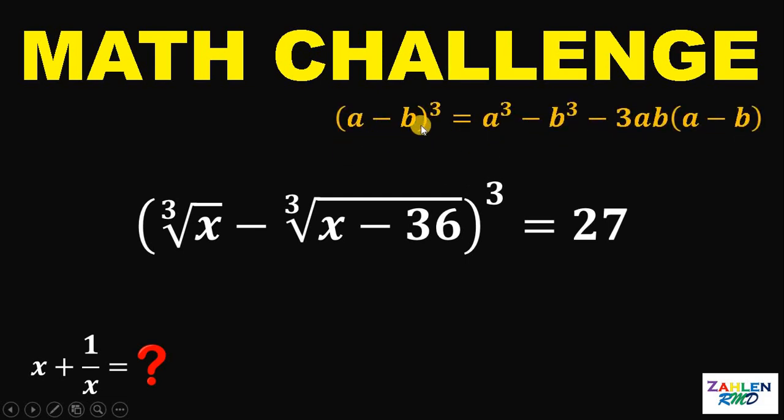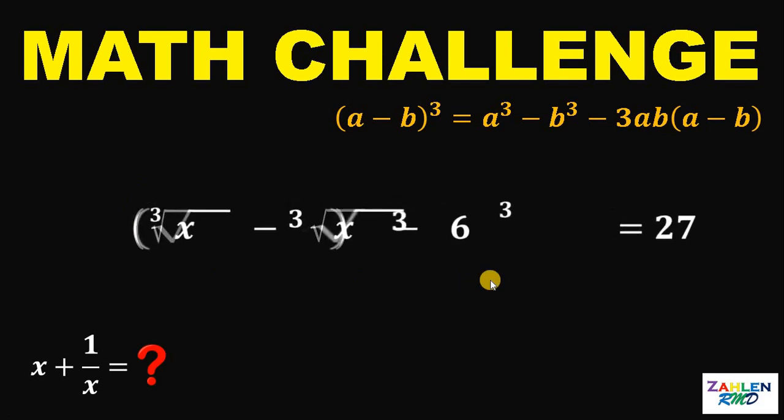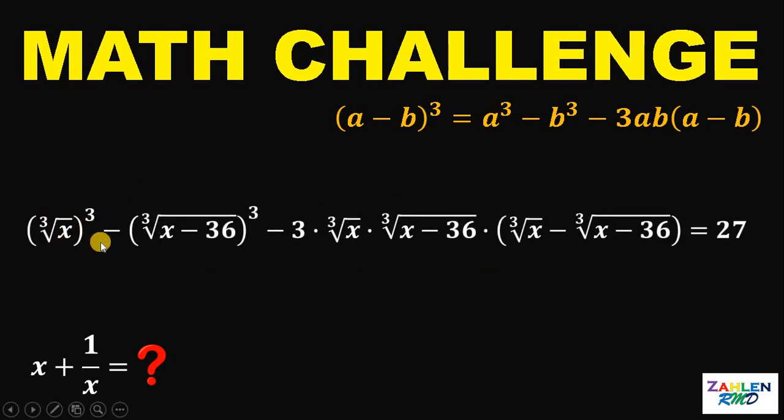If we have a minus b raised to 3, it is equivalent to a cube minus b cube minus 3 times ab times a minus b. Now, on our given equation, a must be cube root of x, and b must be cube root of x minus 36. So, if we expand the left-hand side, this is equivalent to cube root of x raised to 3 minus cube root of x minus 36 raised to 3 minus 3 times cube root of x times cube root of x minus 36 times cube root of x minus cube root of x minus 36.